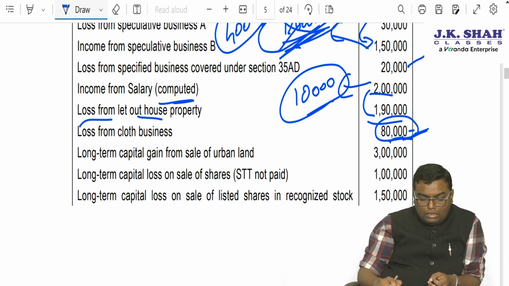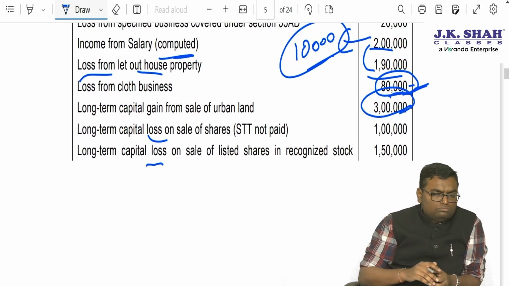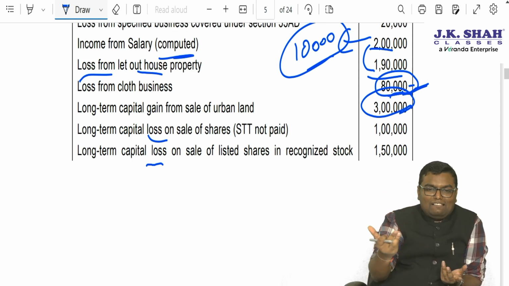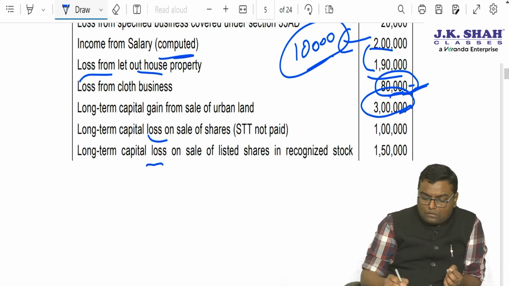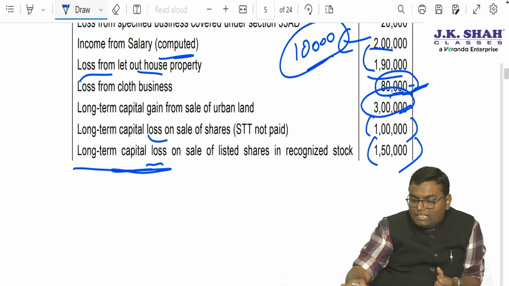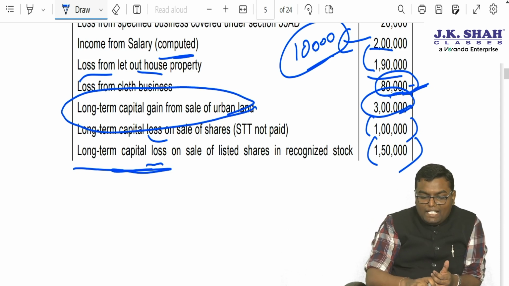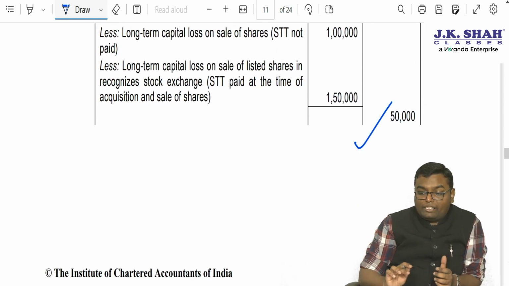Moving forward, long-term capital gain is 3 lakh. Long-term capital loss of any asset of any section I can carry forward. Long-term capital loss is 1 lakh. Here also long-term capital loss is 1,50,000. And definitely I can set off. So from 3 lakh I will set off 1 lakh, and I will set off 1,50,000. So my long-term capital gain on sale of land will be only 50,000. Remaining amount will be 50,000.